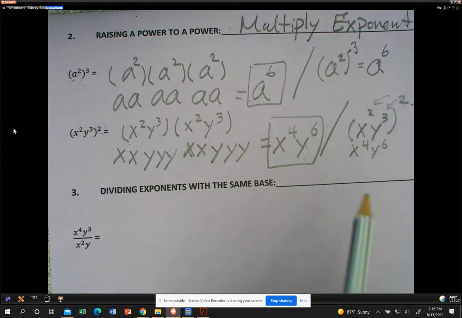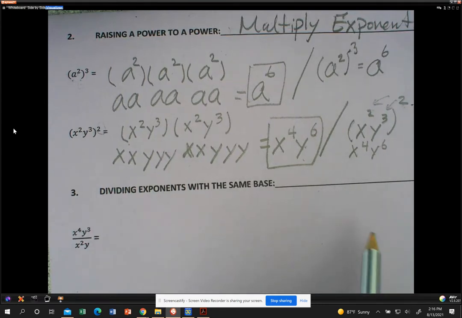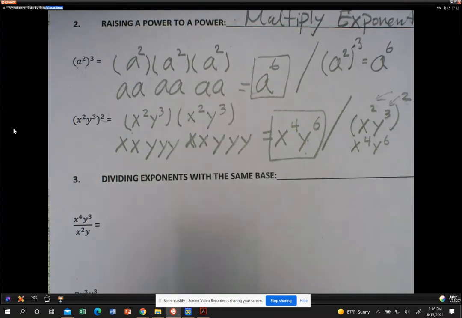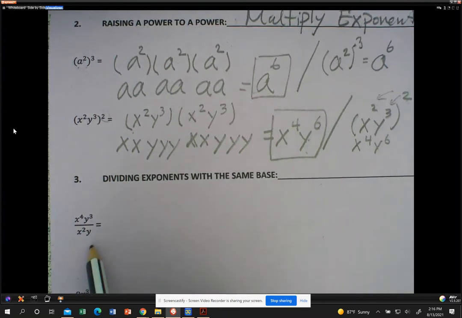Alright, so we're gonna go down to number 3. Anybody need more time with number 2? Anybody need more time? No? We're good? Alright, we're gonna move on. Alright, so this is number 3. These are one of the harder questions. This is where you need to really concentrate on which ones are being canceled.